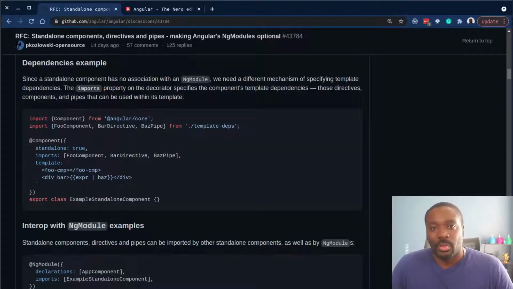Taking a look at another example, we can see how this was also backwards compatible with other implementations where an NgModule isn't required. Instead of importing an NgModule, you can just import the components, pipes, or directives into this component's metadata and use it there.